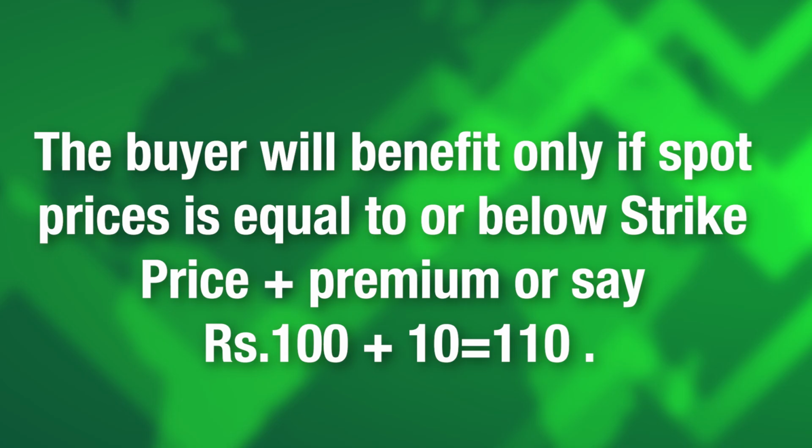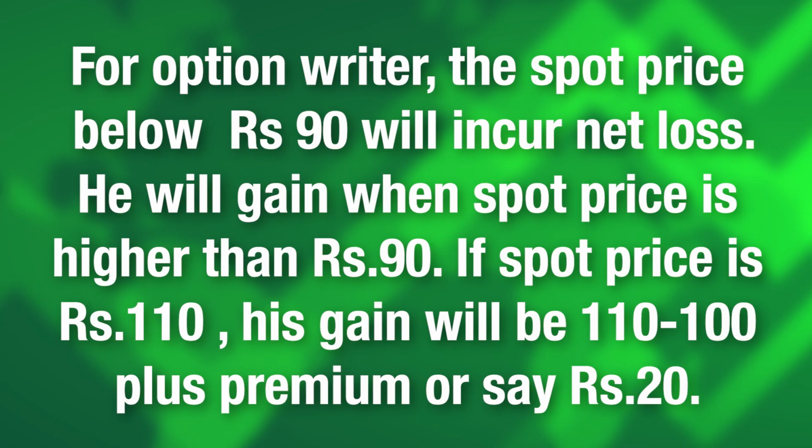Say, you know that 100 is the strike price and 10 is the premium. So, at 110 or below, the buyer will be benefited. For the option writer, a spot price below rupees 90 will incur a net loss. He will gain when the spot price is higher than rupees 90. If the spot price is rupees 110, his gain will be 10 rupees, or say rupees 20.